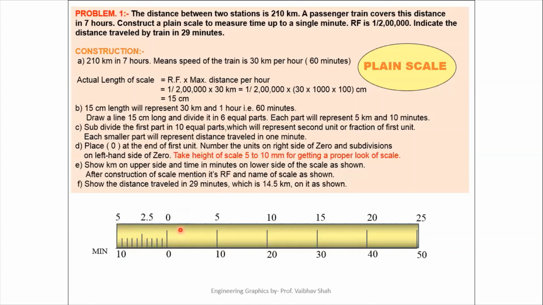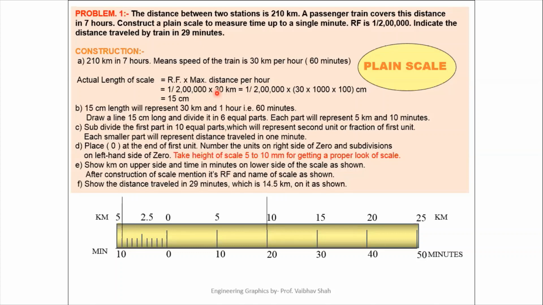So this will represent 0.5 divisions for your single line. So let us specify the units first. Now we'll specify these as a minute, because this is specifying your minute scales. This is specifying your kilometer scale. Now here it says to indicate the distance traveled by the train in 29 minutes.